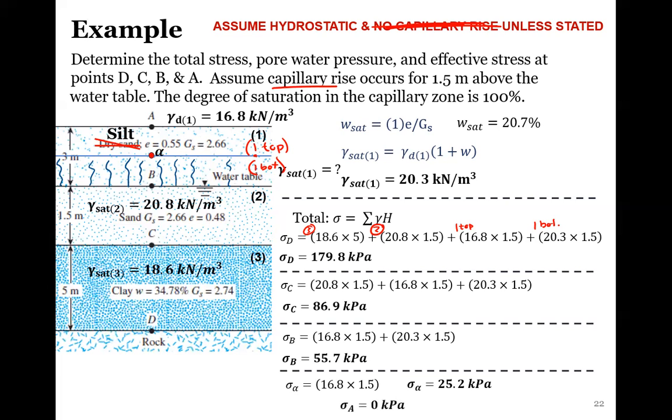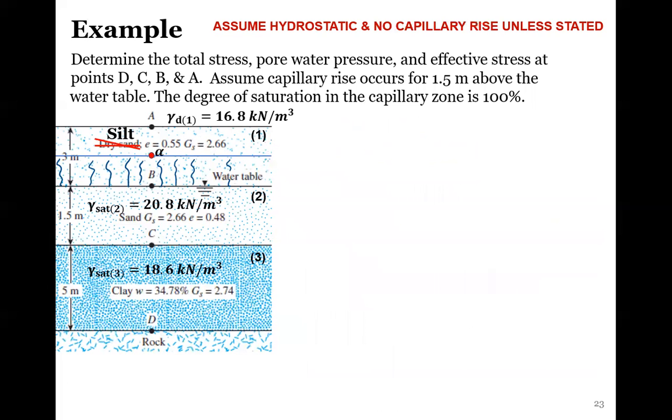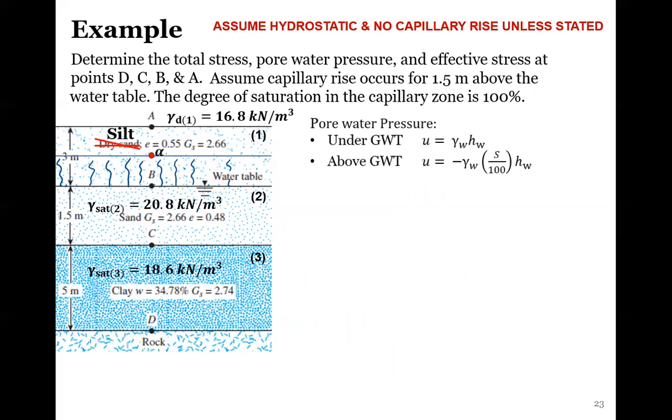And then obviously at the very top, total stress is still 0. Well, remember, keep all those things off to the side. To find our pore water pressure, if it is under the groundwater table, then we have our normal conditions. We have increase in depth, increase of pressure. If it is above our groundwater table, only if we have capillary rise do we have to follow this equation.